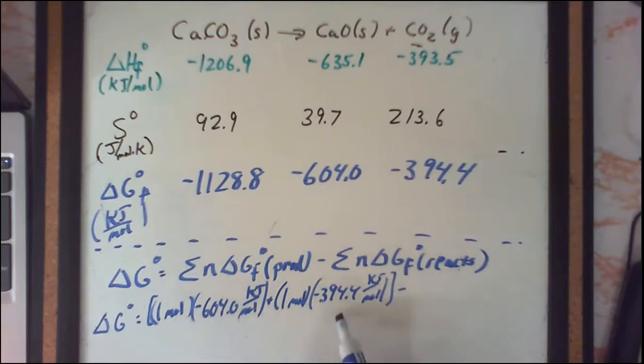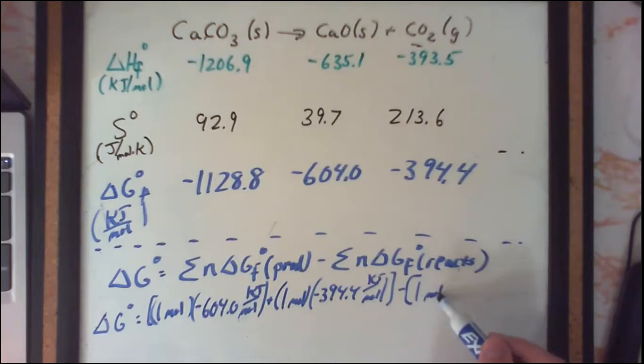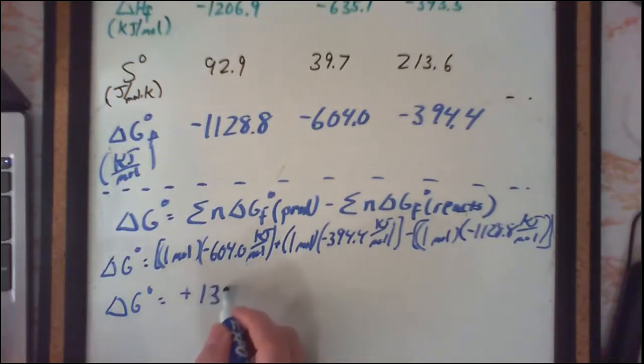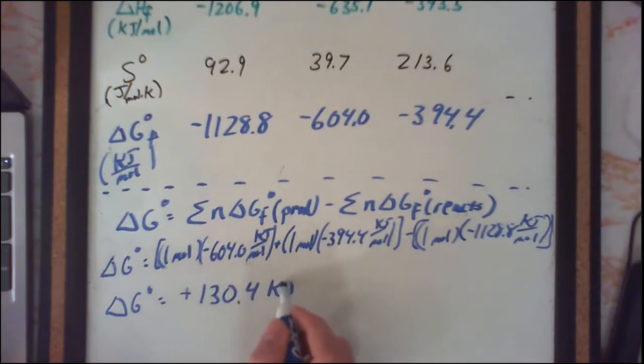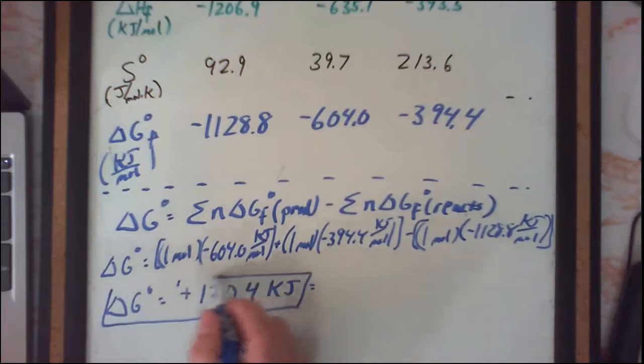Minus, add up the delta G formation values of the products, subtract from that the delta G formation of the reactant sum. So we have 1 mole of calcium carbonate times its delta G formation value, which is negative 1128.8. And it's also kilojoules per mole. So we plug those numbers into our calculator. And what we would find is a positive 130.4 kilojoules, which to the significant figures that we have, looks like they have 4 significant figures in this case, would in fact be positive 130.4 kilojoules.